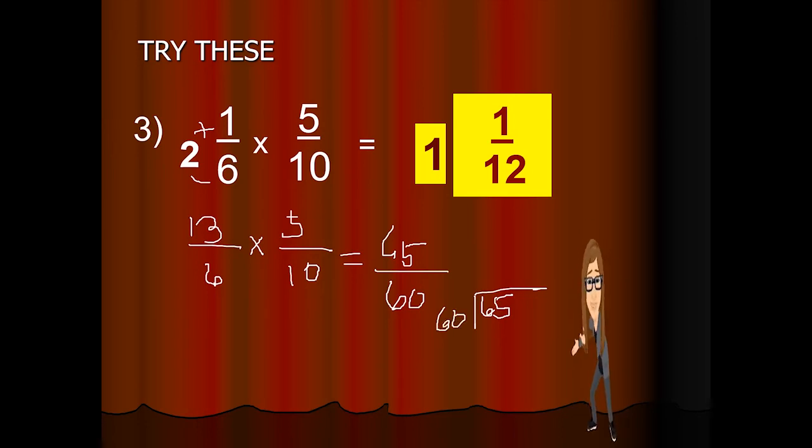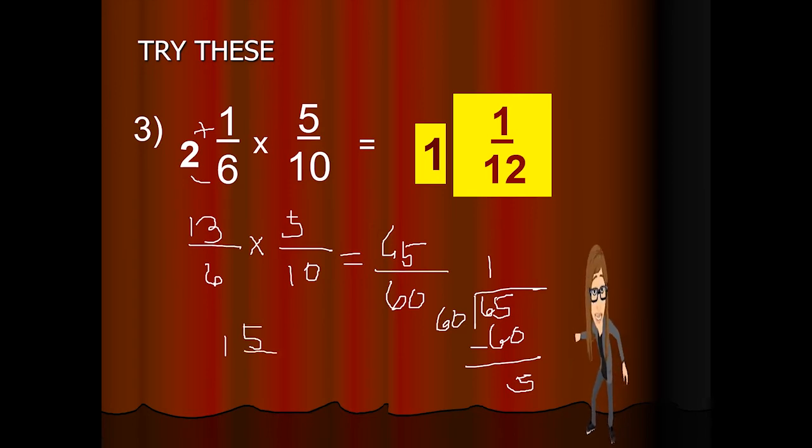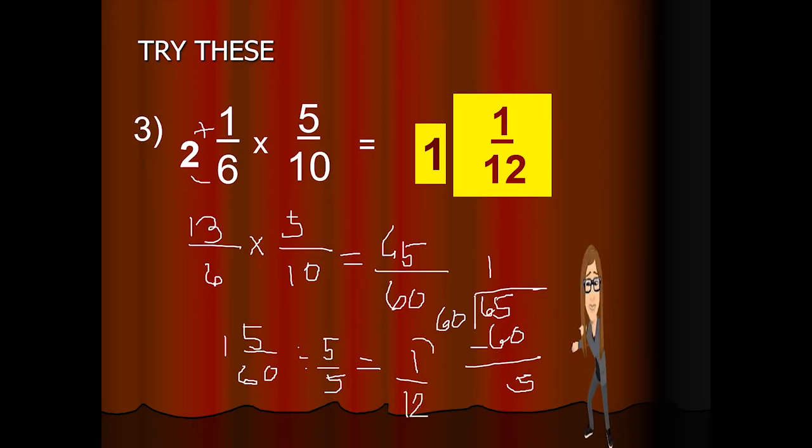So 65 divided by 60 is 1. 1 times 60 is 60 minus 5. So the answer is 1, 5 over 60. So we still need to divide 5 and 60. We have to divide it by 5. Yes. So 5 divided by 5 is 1. 60, you divide it by 5 and that is 12. So the answer is 1 and 1, 12. Correct.